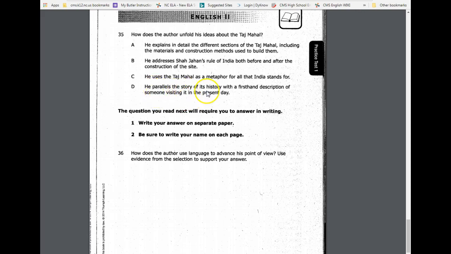He parallels the story. Parallels the story. I'm not exactly sure what that verb, the verb parallels, means, but let's go on. He parallels the story of its history, the Taj Mahal's history, with a first-hand description of someone visiting. Okay. The whole point of the point of view in this passage is that the narrator is telling us about his first-hand description of visiting the Taj Mahal.